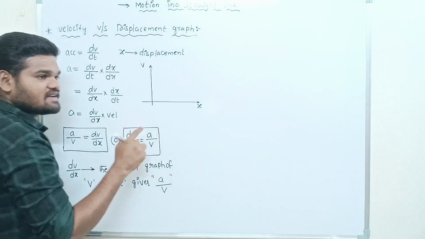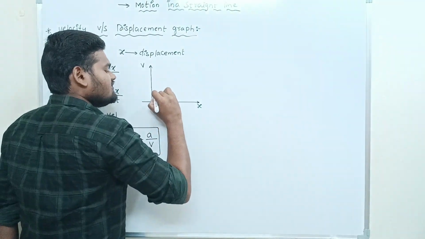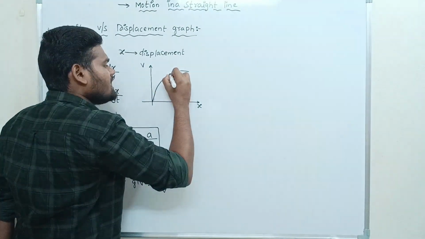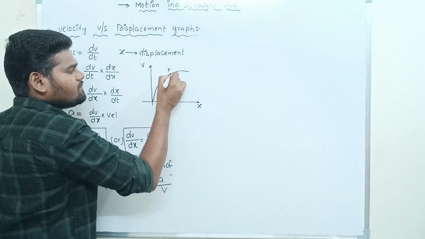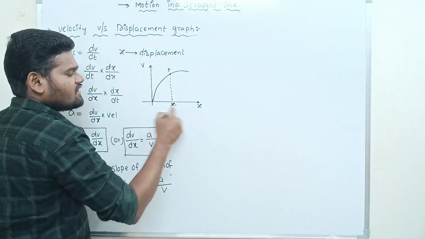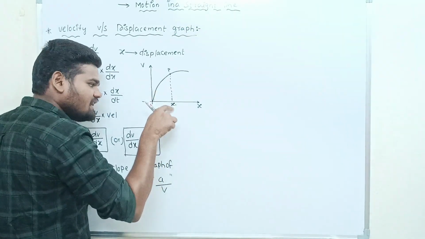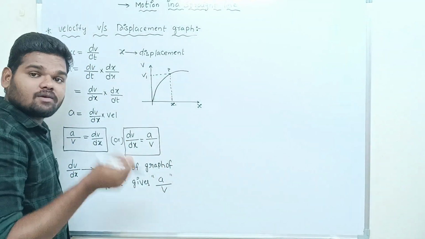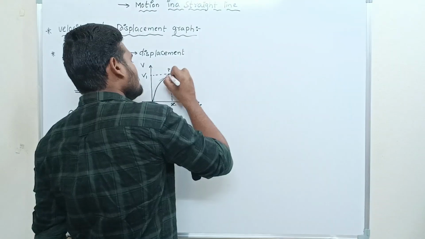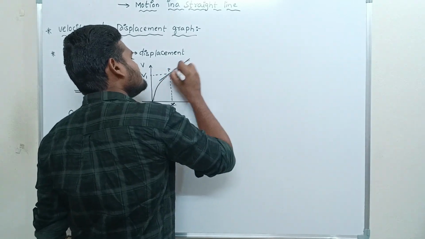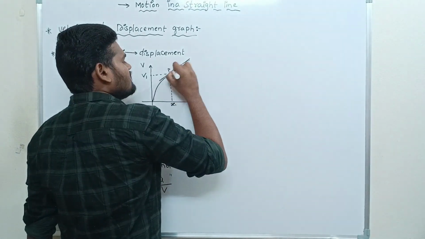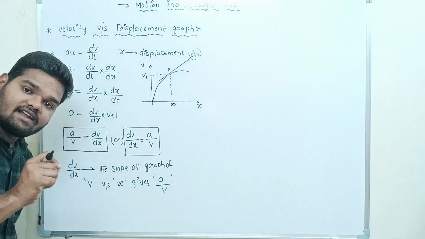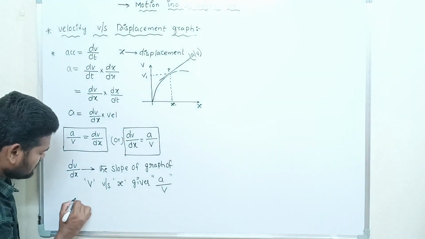If you draw the graph for velocity versus displacement, let us consider the graph is like this. I want to find the slope at any point p. This point p is at a distance of x1 on the x-axis. That means the displacement of point p is x1 and the velocity of point p is v1. How to find the slope? Just draw the tangent from point p and it gives the slope. This slope represents a divided by v. Any doubt?